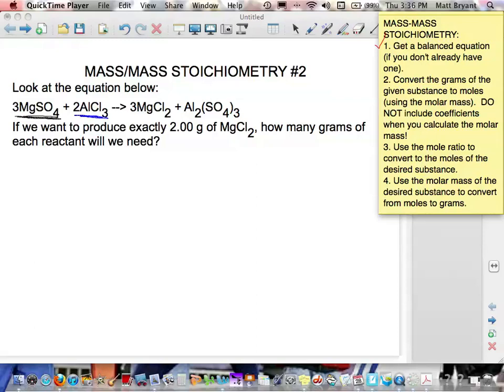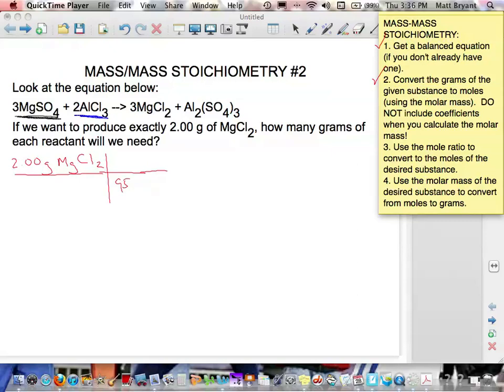Now, the next step, and I'm going to check that off because I'm about to do it, is to convert the grams of the given substance to moles. So, I have 2.00 grams of MgCl2. That's my given substance. So, I need to convert that to moles. And I need to do that using the molar mass. The same thing we've done all year long, ever since we learned it the first time.